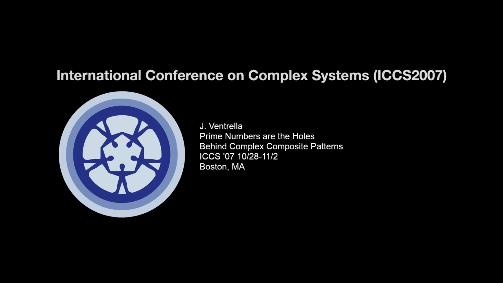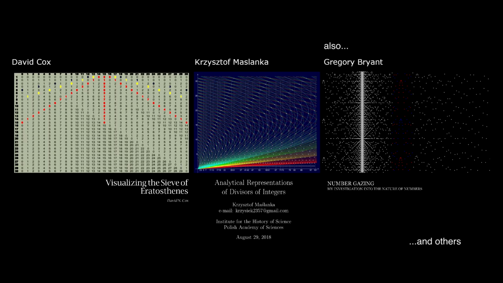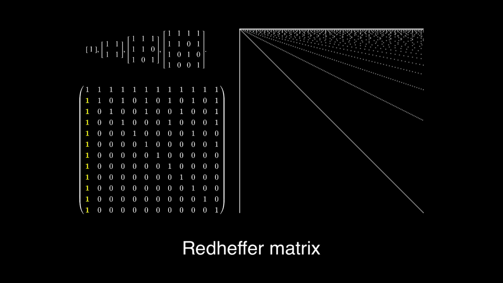I presented the divisor plot in 2007 at the 7th International Conference on Complex Systems. No surprise, Stephen Wolfram has identified this pattern and published a small version of it. Others have identified and described this pattern, including David Cox and Christoph Maslanka. It is closely related to something called the red heifer matrix.